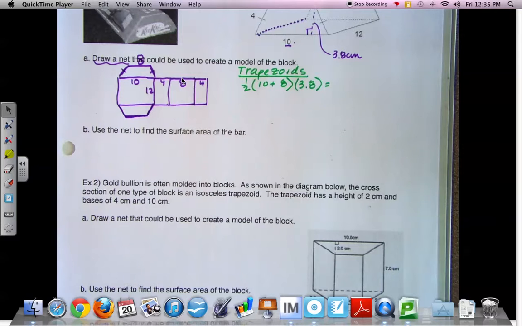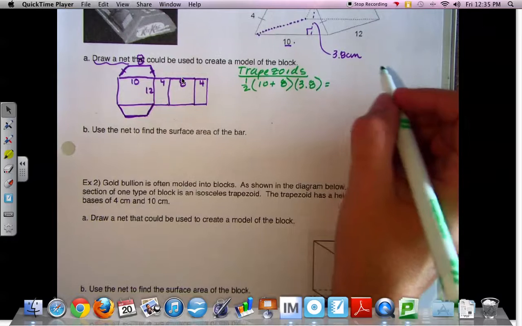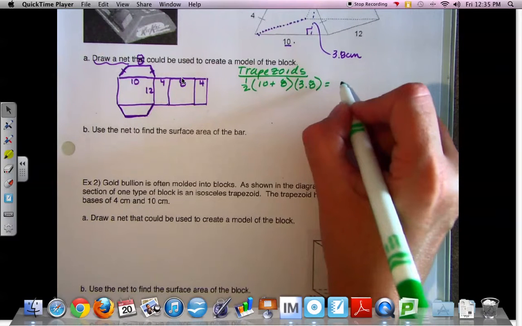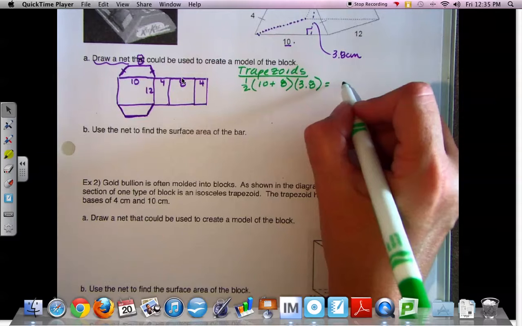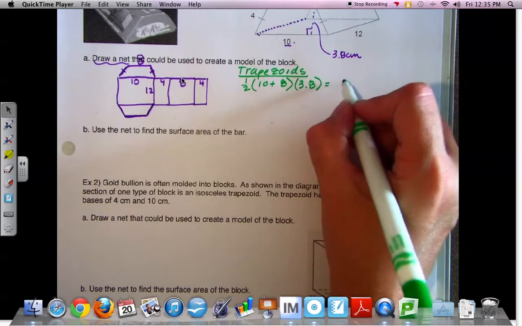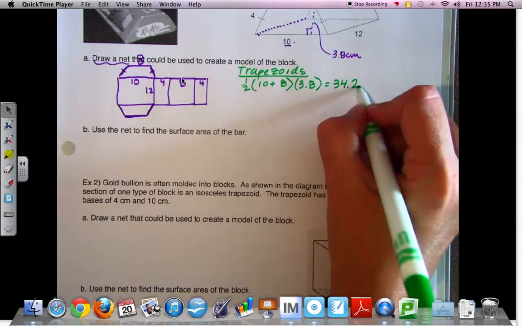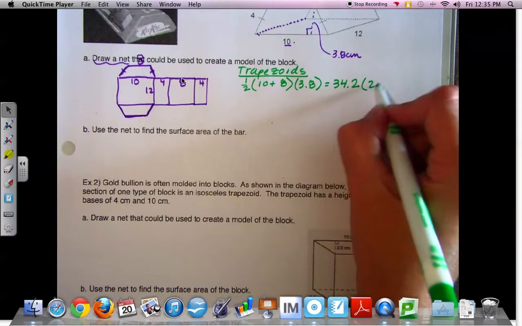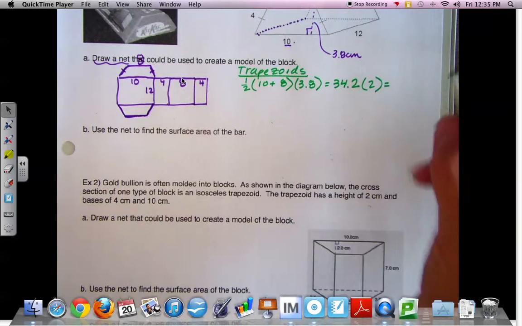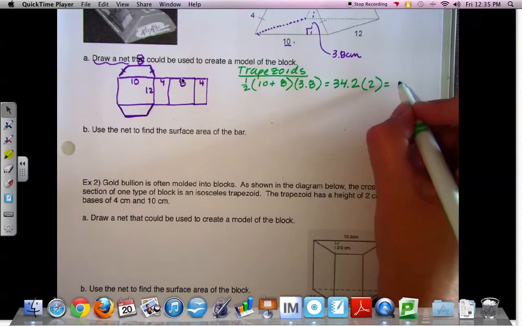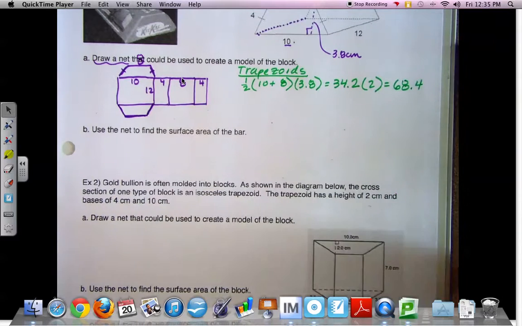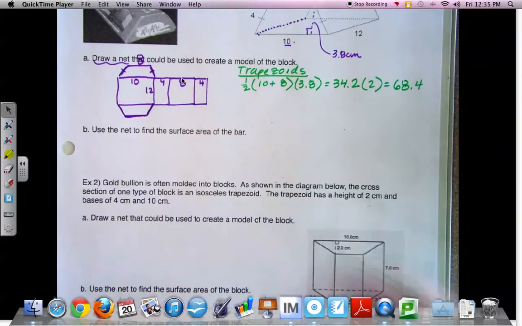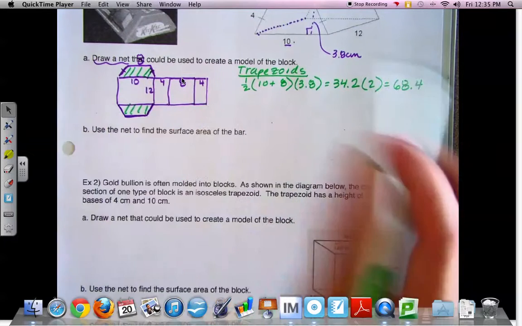10 plus 8 is what? 18. Half of that is 9. 9 times 3.8 gives us? 34.2. Final answer. How many trapezoids do we have that are the same? 2. 34.2 times 2 gives us 68.4. Alright, have I taken care of all my trapezoids? Yes. So I have my 2 trapezoids done.